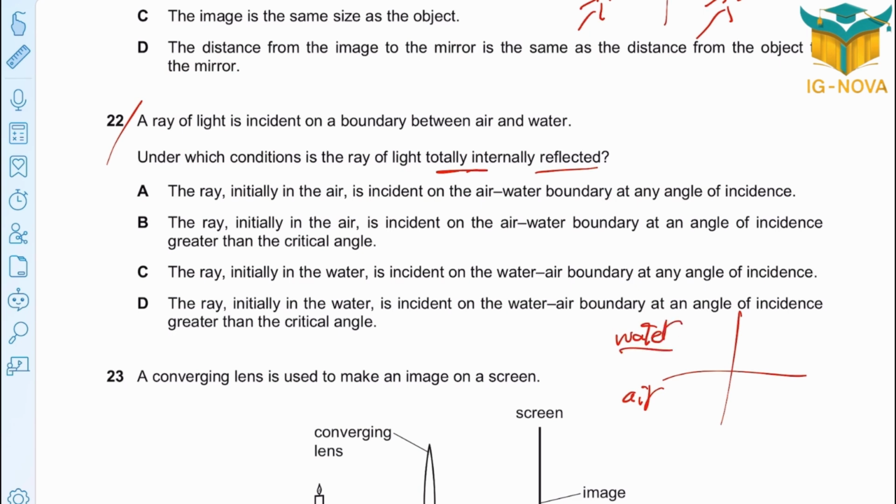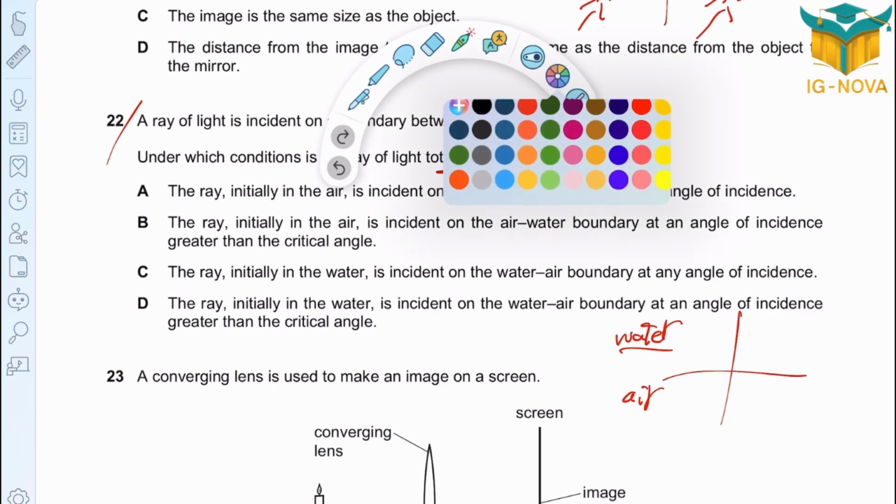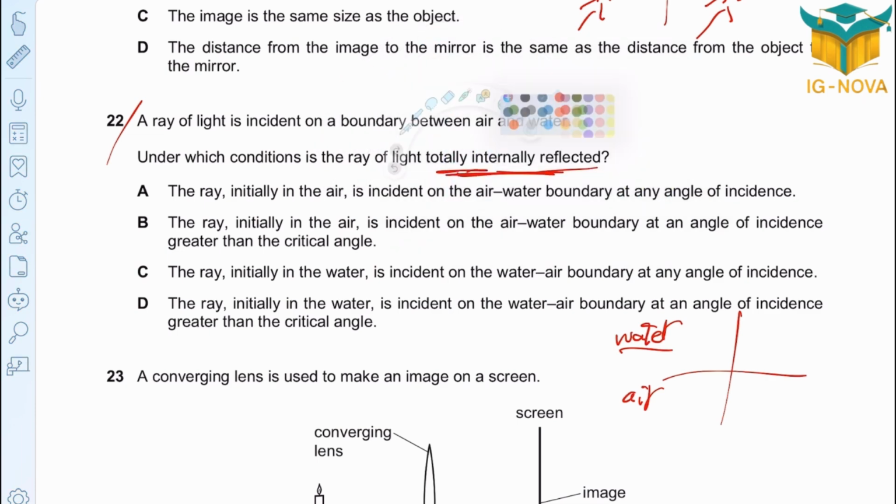Which one makes the light beam totally internally reflected? I know that total internal reflection happens from denser to less dense. So which one is denser? It's water. So the incident light beam is on the water. What happens here? If you have a critical angle, the light beam will reflect on the boundary surface. If it's more, the light beam will do total internal reflection. This is the process for critical angle.